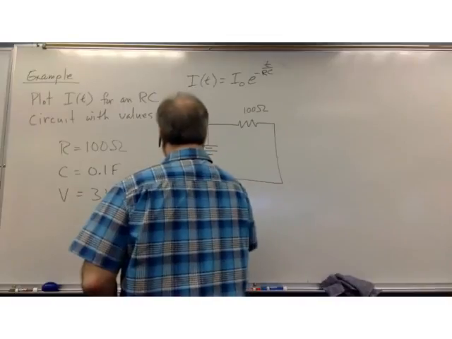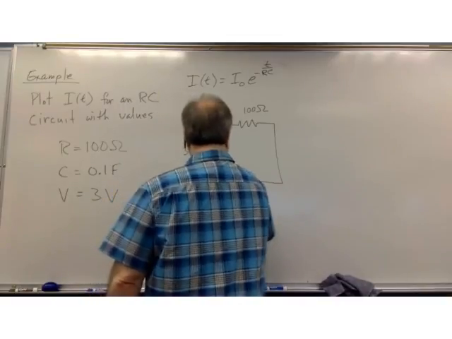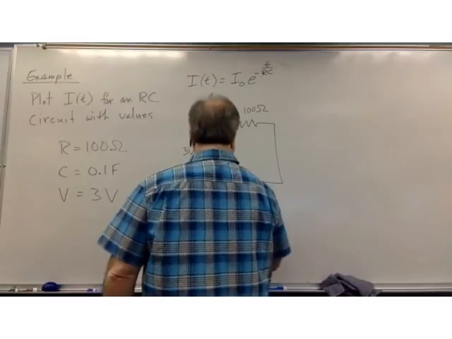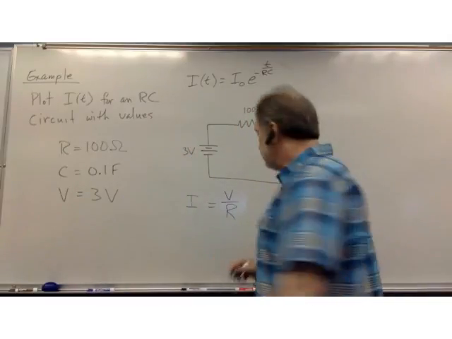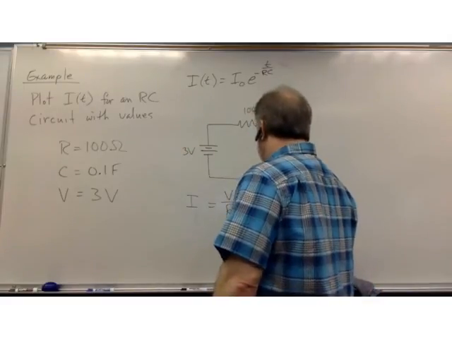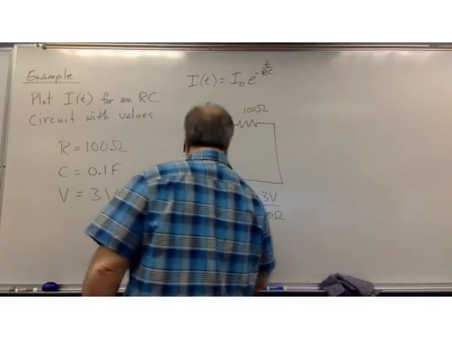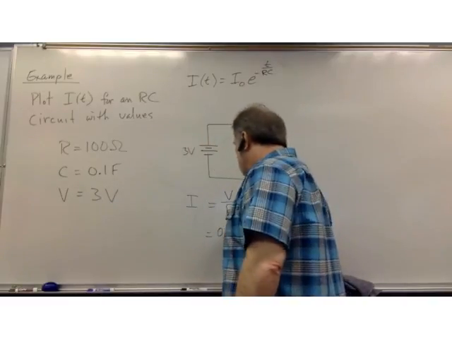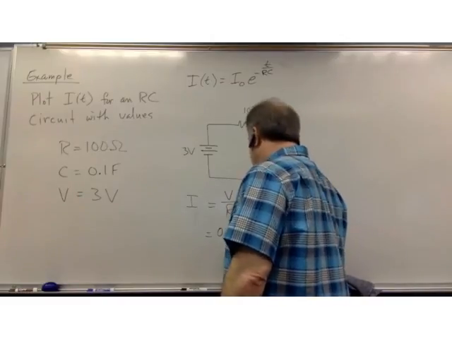Specifically, the current that flows would be V over R, or EMF over R, depending which one you're in the mood to use. And so our potential difference here is 3 volts. Our resistance is 100 ohms. And so the current that we get is going to be 0.03 amps.